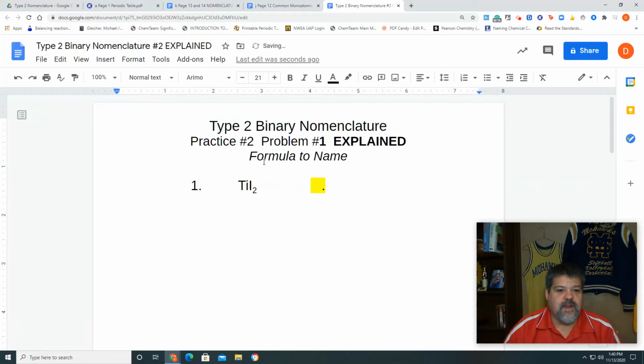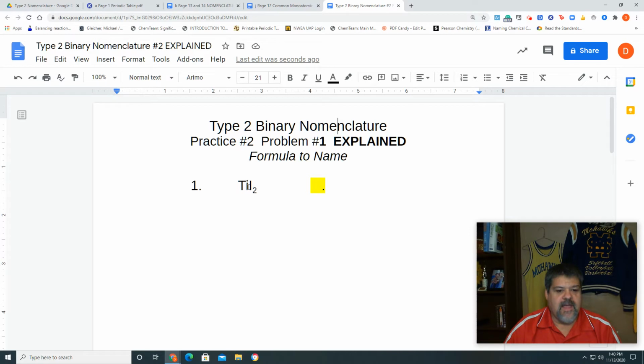Hey guys, we're still doing type 2 binary nomenclature. This time we're going to work on practice sheet number 2, problem number 1, and explain how to do it. We're going to start off with a formula to the name. So here's our formula, TiI2.